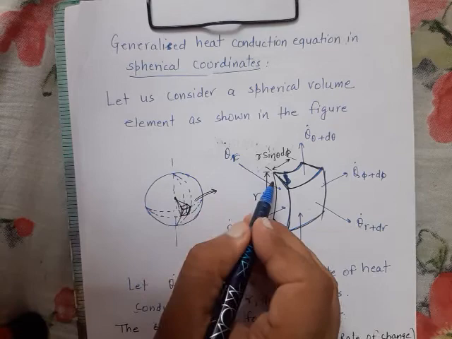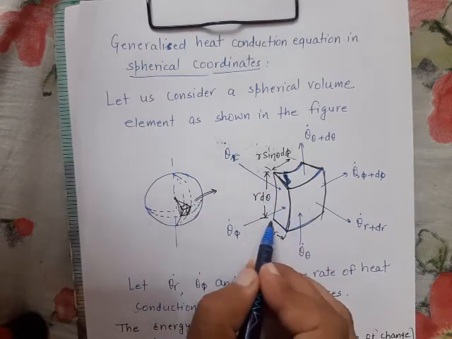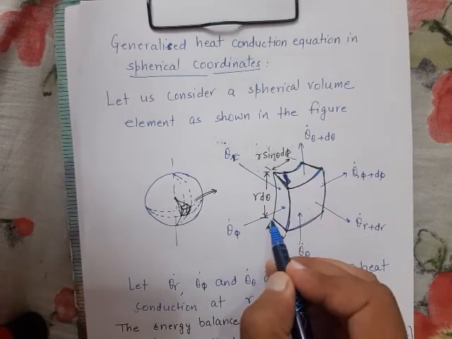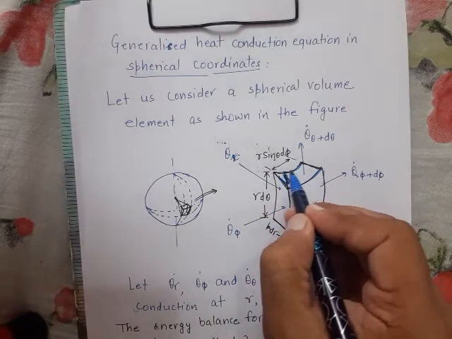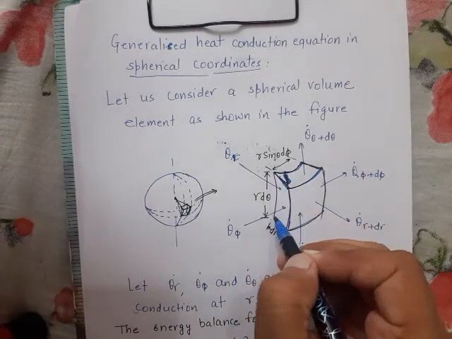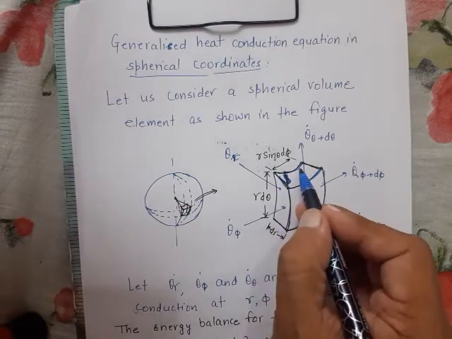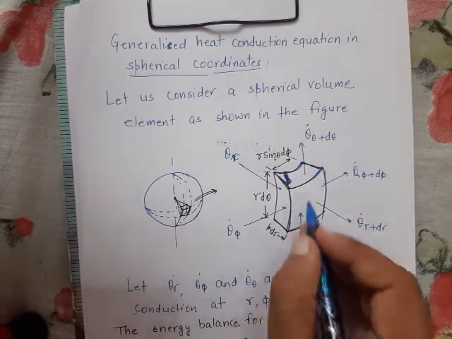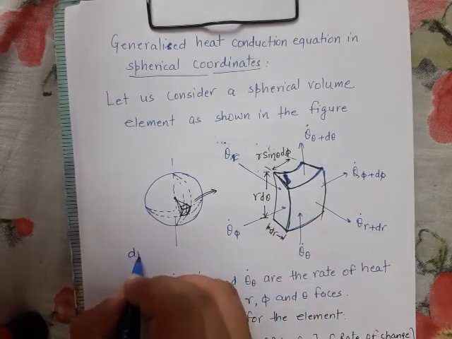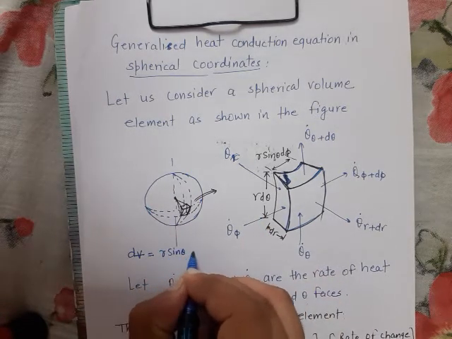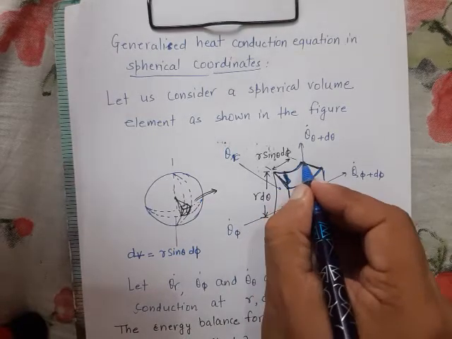the thickness of the element is always dr. You consider an element at a radius r of thickness dr, so this would be dr. This length is r d theta, and this length is r sin theta d phi. Now I am telling you to remember these lengths, so that the volume of the spherical element can be written as r sin theta d phi.